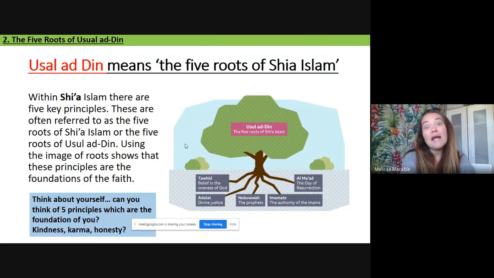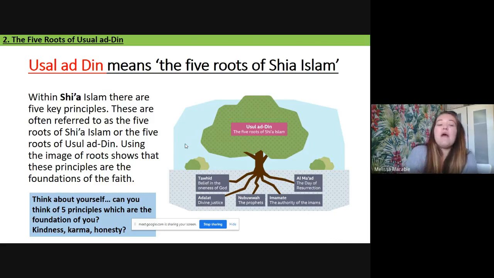Usul is the Arabic term for the 5 roots of Shia. Within Shia Islam, there are 5 key principles. These are often referred to as the 5 roots of Shia or the 5 roots of Usul. Using the image of roots shows that these principles are the foundations of the faith. That's why on the right hand side of the screen, you can see a tree with the 5 roots. The tree, of course, is the belief of Usul, and then you've got your 5 different roots.